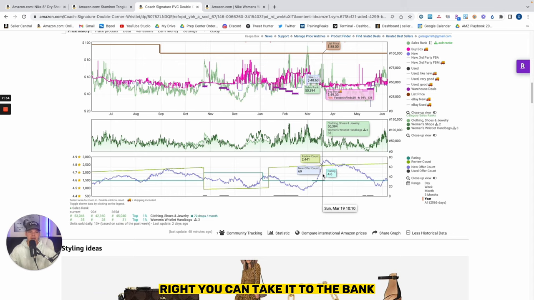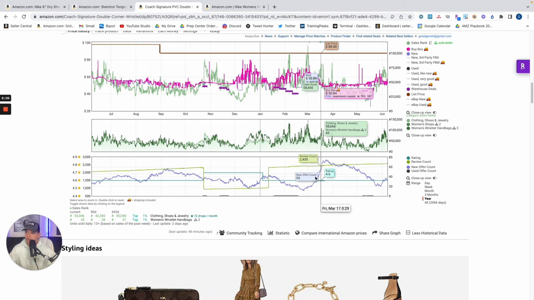You can take it to the bank. Increase in supply with no corresponding increase in demand, which is pretty hard to do on Amazon, results in the only thing that's possible, which is a decrease in price. Happens every time. Well, most times.